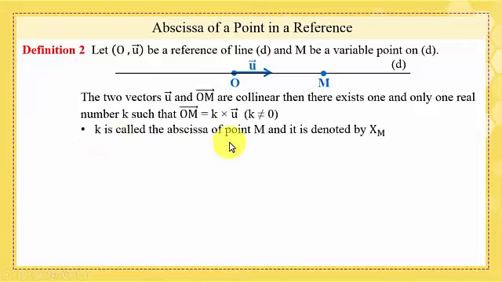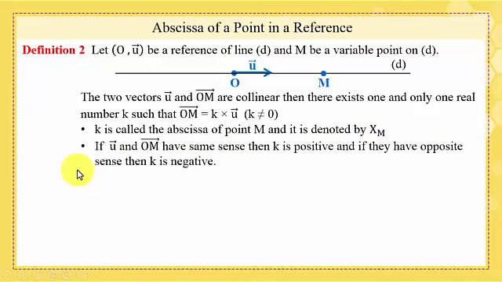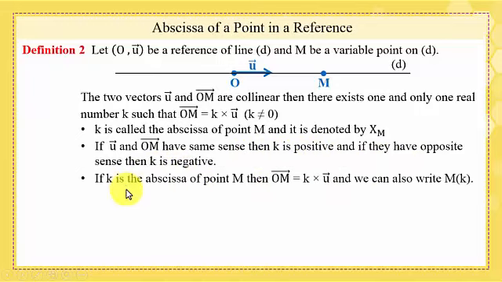k is called the abscissa of M and is denoted by XM. If U and OM have the same sense, then k is positive, while if they have opposite sense, then k is negative. If k is the abscissa of M, so OM equals kU, and we can also write M(k). This is another notation for abscissa.